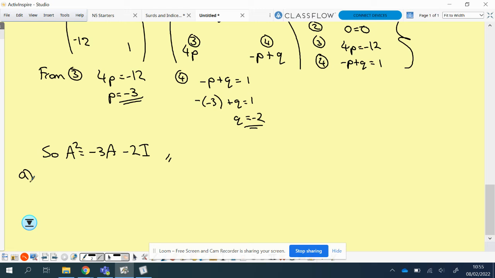They're not asking us to multiply, because we could find A cubed by multiplying A squared times A. But they're asking us to see if we can get it in terms of A and I, and that would take a bit longer process. So I do know that A cubed is A times A squared, and I know what A squared is. A squared is negative 3 lots of A minus 2 lots of I. That's what A squared gives me.